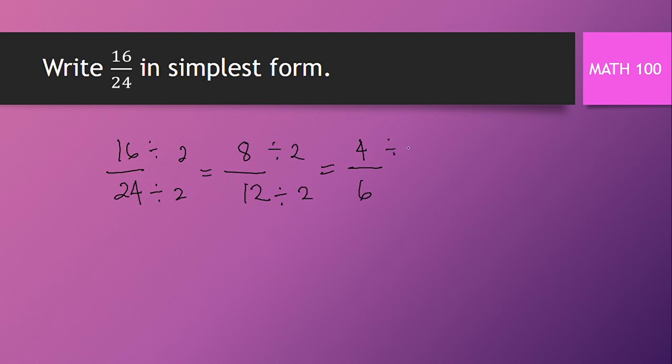And then divide this again by 2, because we can take out the common factor, which is 2. So 4 divided by 2 is 2, and 6 divided by 2 is 3. Notice we cannot take out the common factor 2 anymore. That is a no-no, because we have a 3 in here, which is prime. So we don't have a factor of 2 for the number 3. So that is your final answer.